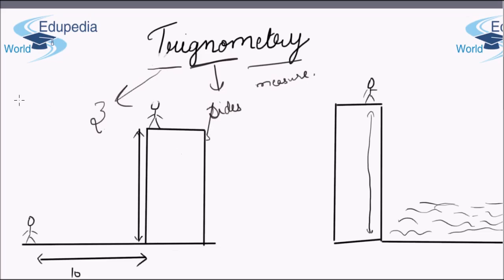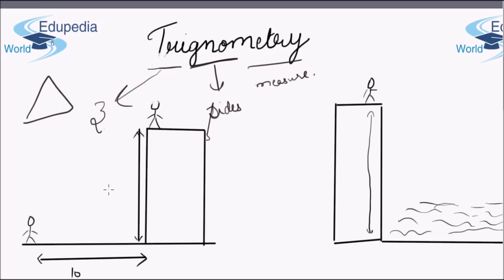Now, a triangle has 3 sides, and thus trigonometry basically deals with measurements related to triangles. More precisely, it involves right-angled triangles, that is, a triangle that has one of its angles as 90 degrees. Say, what is its use in daily life?